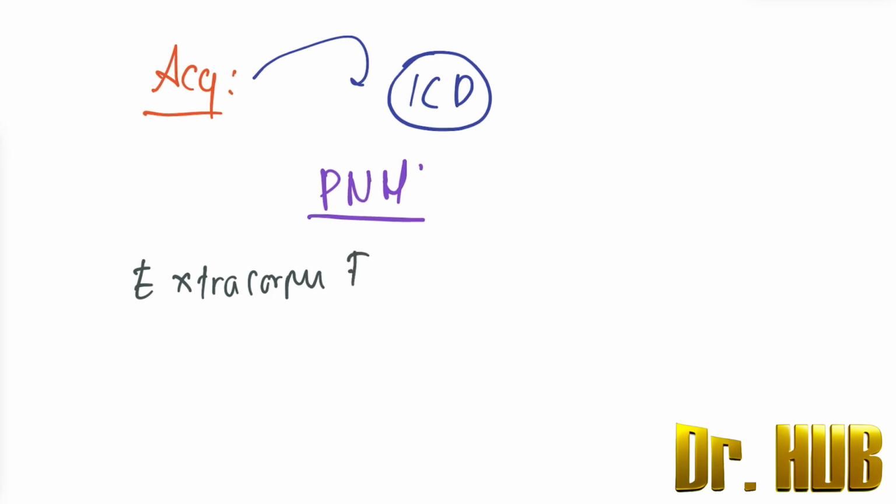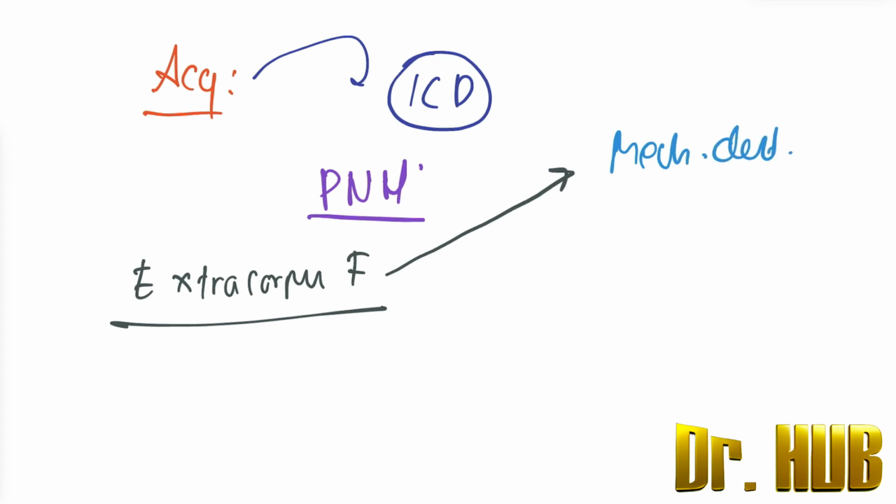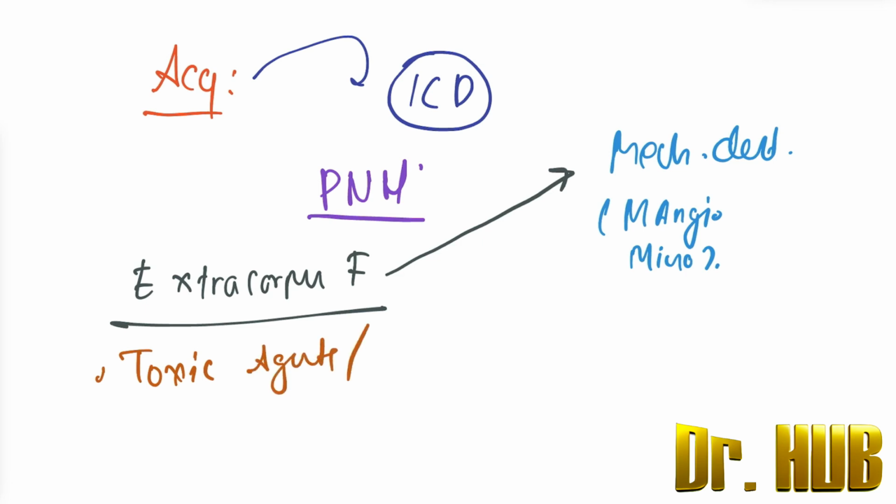Next are the extracorpuscular factors. This will include mechanical destruction, that is, microangiopathic destruction, M for microangiopathic. Then come the toxic agents. Then comes the presence of drugs, then infections, as well as autoimmune causes.